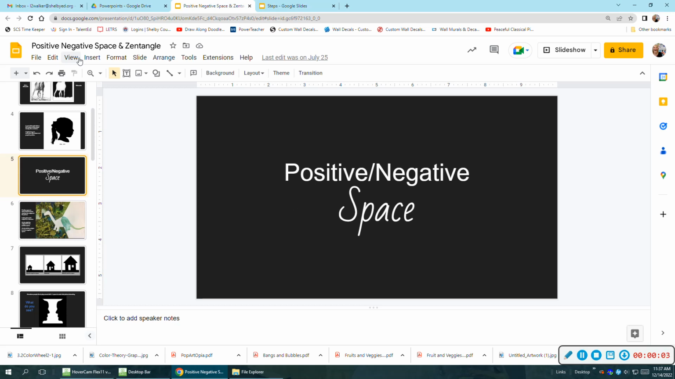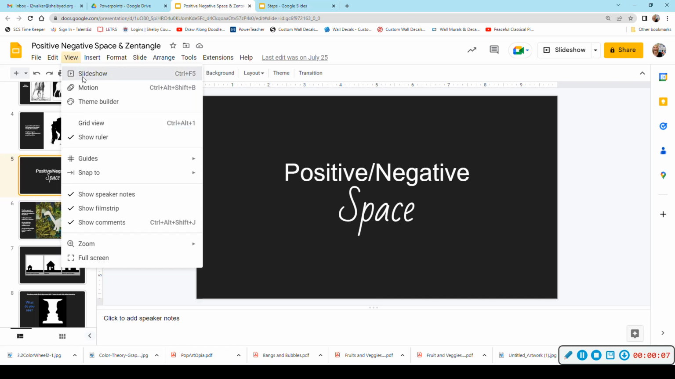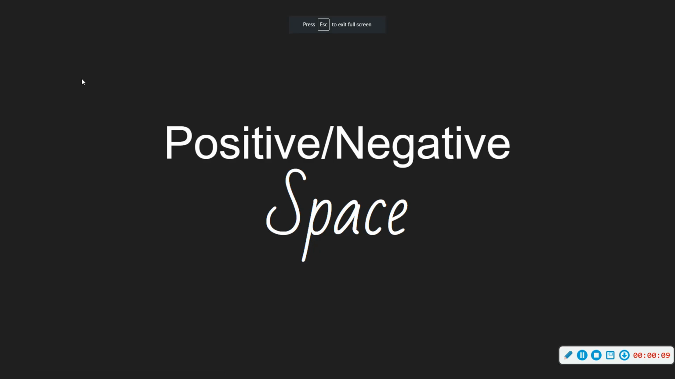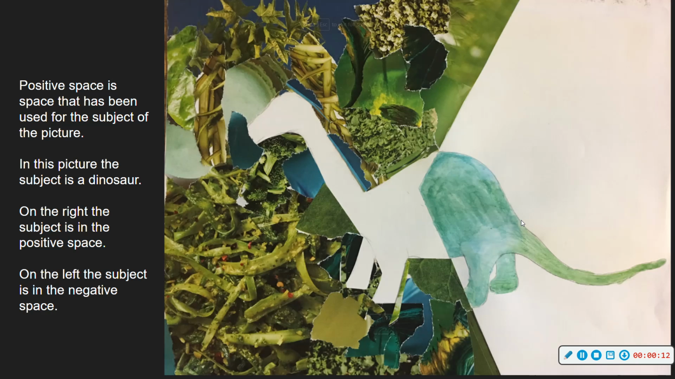We are going to look at the second part of our animal project, and it's going to involve positive and negative space. So positive and negative space is in every single picture. For us, positive space is the space that is used to make the subject of the picture. So here, the subject is a dinosaur. On the right-hand side, the dinosaur is the positive space because it's being actively used to make the dinosaur.